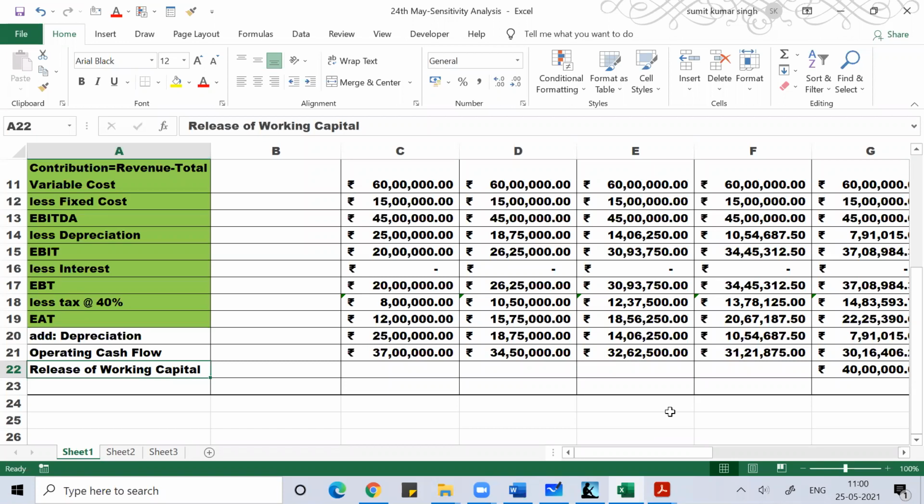But here it is not given, but because I've seen in problems in the textbook that they have done that, I am also doing it. I hope you are getting my logic. So, release of working capital.